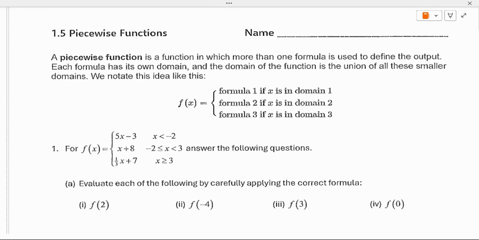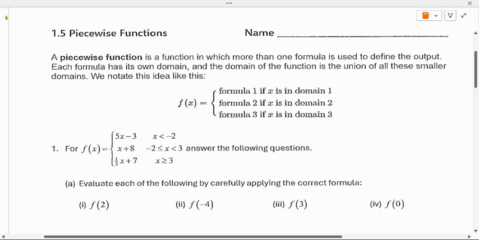So for our first function, we have f of x equals 5x minus 3 for all x values that are less than negative 2. We also have the function x plus 8 for all x values such that negative 2 is less than or equal to x is less than 3. And lastly, the function 1/3 x plus 7 for all x values that are greater than or equal to 3.